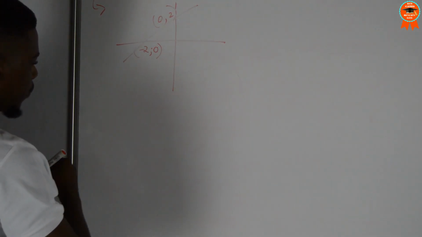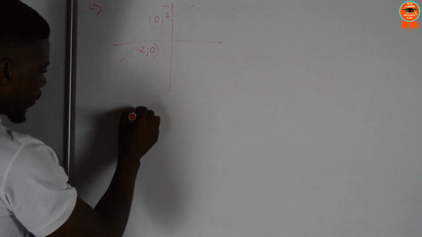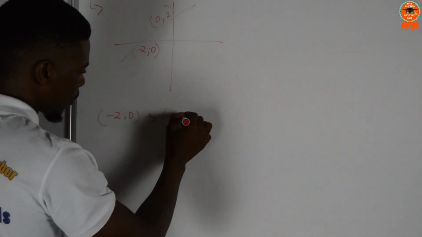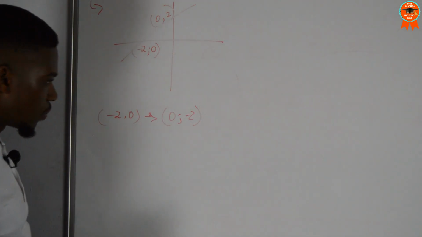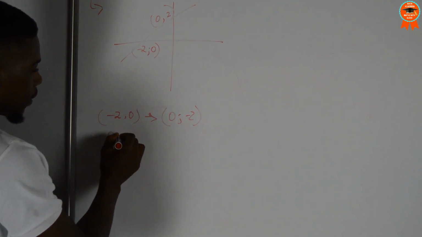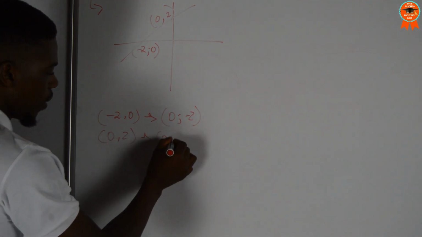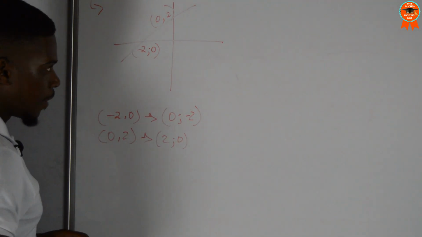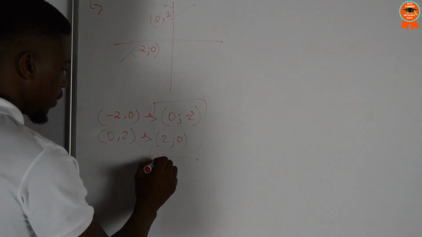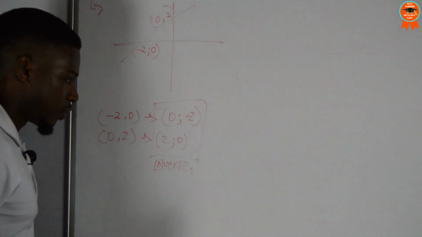So if we swap negative 2 and 0, we're going to get 0 and negative 2. That's how we swap. Just swap x and y. So the other coordinate, 0 and 2, if we swap this, we get 2 and 0. And then these are my new coordinates. This is the inverse. This is my inverse coordinate. I swap x and y.